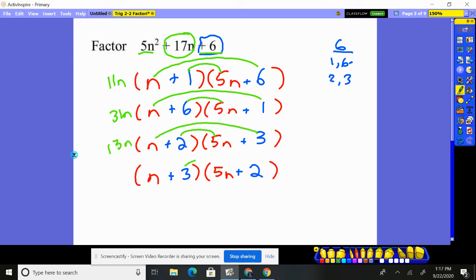13n. Looks like it'll be the last one. 15 and 2 is 17n. Check. And there we have it. That means n plus 3 times quantity 5n plus 2 gives you that up there. That's what it factors to.